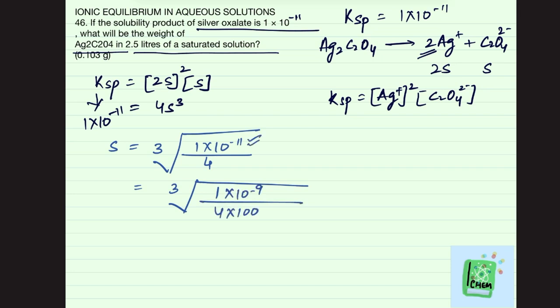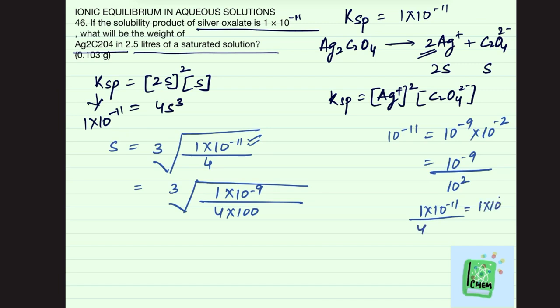Here we have -11, so we will make -11 into -9. 10 to the power -11 can be written as 10 to the power -9 multiplied by 10 to the power -2. And when this 10 to the power -2 goes to the denominator, it becomes 10 to the power 2. So 1 into 10 to the power -11 by 4 can be written as 1 into 10 to the power minus 9 divided by 4 into 10 to the power 2, which can be written as 4 into 100.